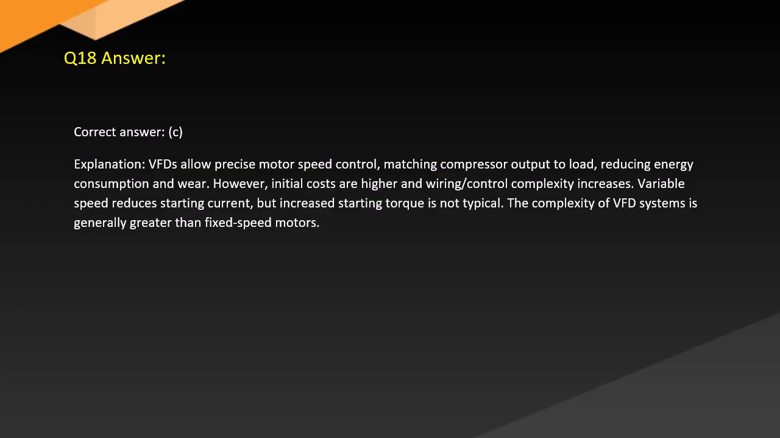Answer. Correct answer: C. Explanation. VFDs allow precise motor speed control, matching compressor output to load, reducing energy consumption and wear. However, initial costs are higher and wiring and control complexity increases. Variable speed reduces starting current, but increased starting torque is not typical. The complexity of VFD systems is generally greater than fixed speed motors.